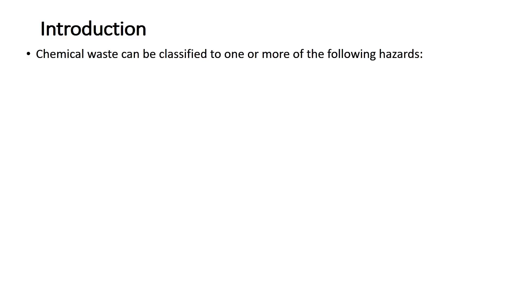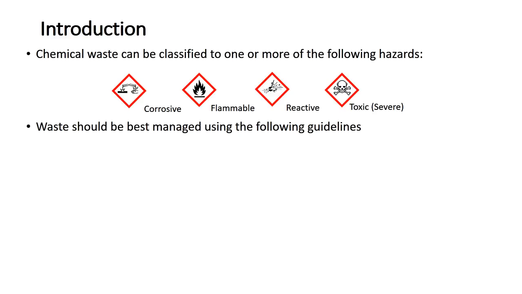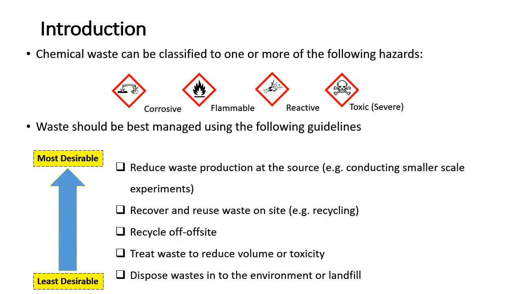Chemical waste can be classified to one or more of the following hazards: corrosive, flammable, reactive, and toxic. Waste should be best managed from the most desirable to the least desirable methods. The most desirable method is to reduce waste production at the source, for example conducting smaller-scale experiments.